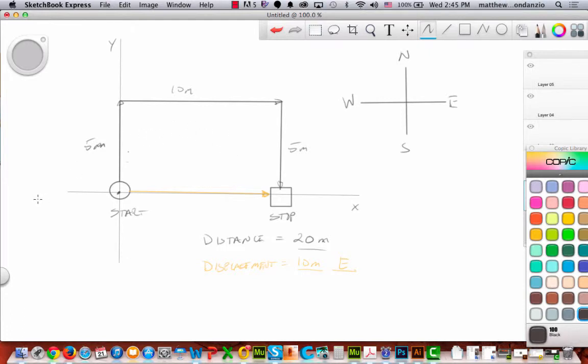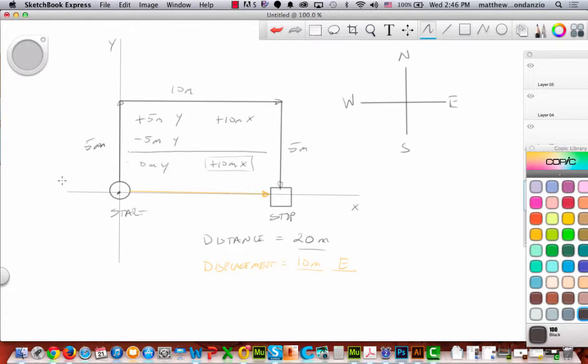So I could say I went positive 5 meters in the y. I then went positive 10 meters in the x. Then I went negative 5 meters in the y. And that's where I stopped. So you see how I'm separating them like that? And now I can add them up. I say 0 meters in the y and positive 10 meters in the x. Does that make sense? This can help you do this.